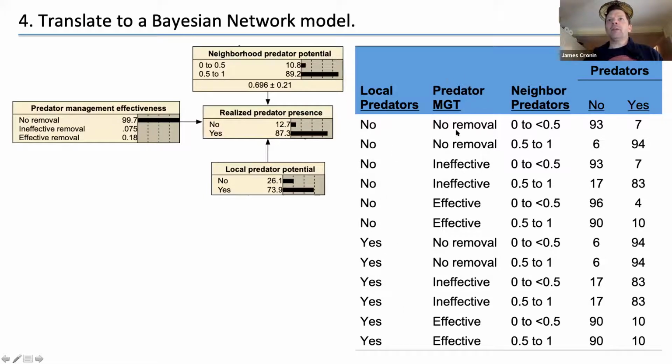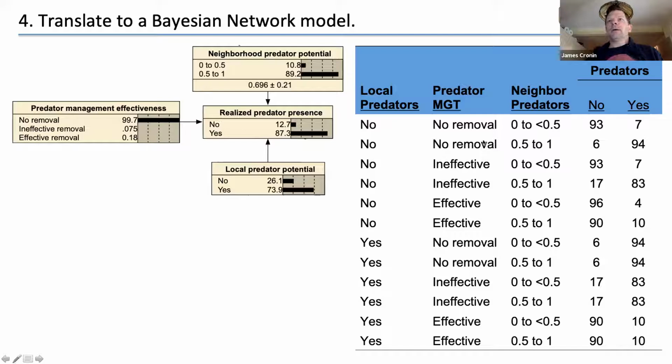Predator management has 3 classes: no removal, ineffective, and effective. Neighborhood predator potential has 2 classes, 0 to 0.5 and 0.5 to 1. And then for the realized predators, there are 2 classes, no or yes.